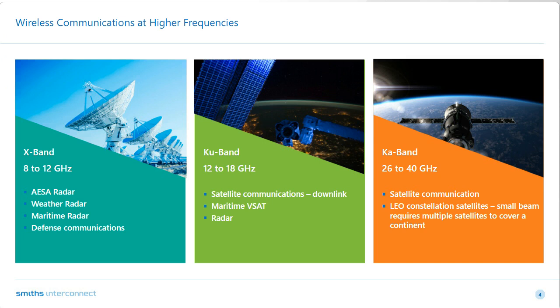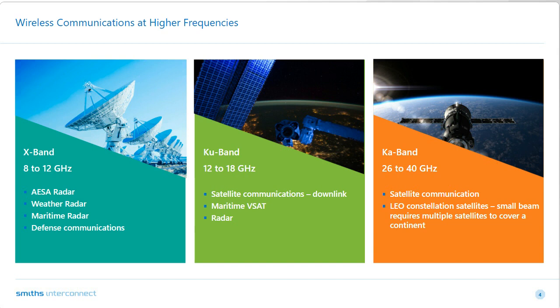The radio spectrum in the microwave frequencies is commonly segregated by the IEEE radar band designations. These band designations cover the spectrum from HF up to millimeter wave or W-band. This webinar is focusing on three specific bands, and I'll discuss why these bands are of interest.